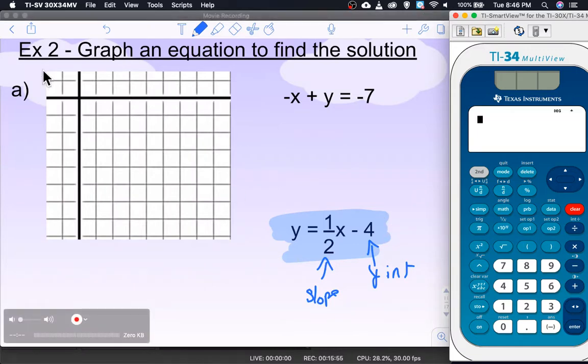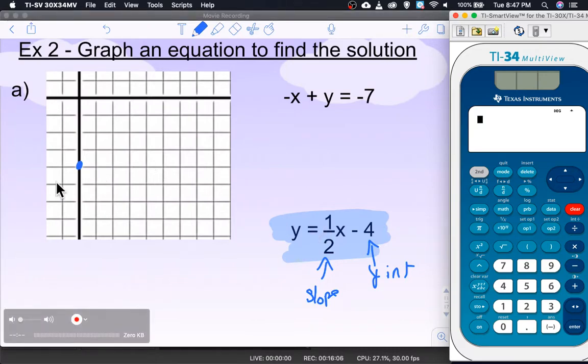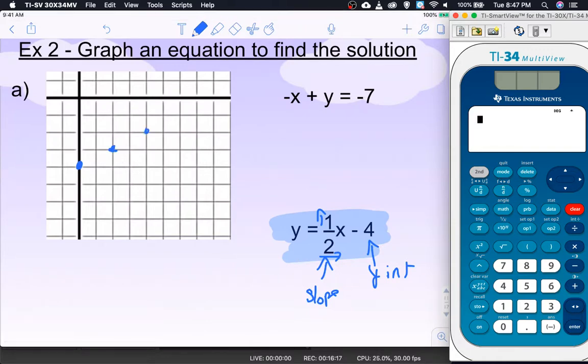So my y-intercept is 0, -1, -2, -3, -4 right there. And I know my slope is 1/2, meaning I'm going to go up 1/2. That is my rise over run. Up 1/2, dot, and repeat. And repeat. Line. That is the blue line.